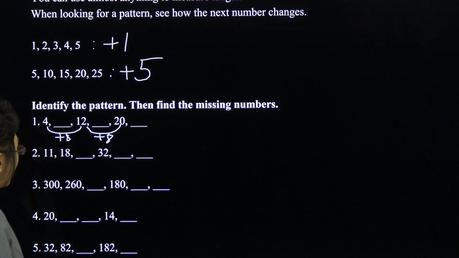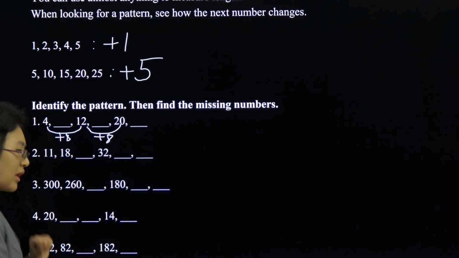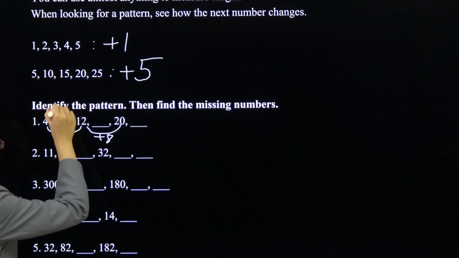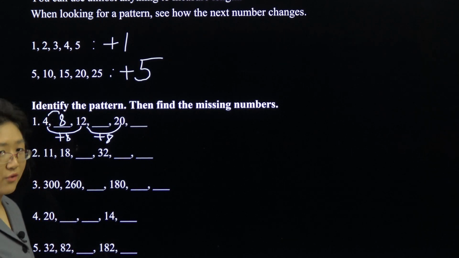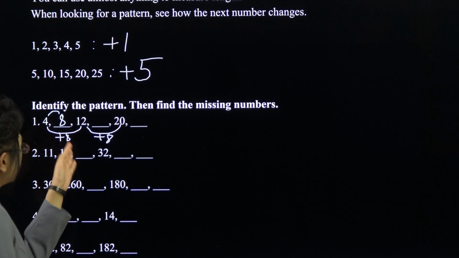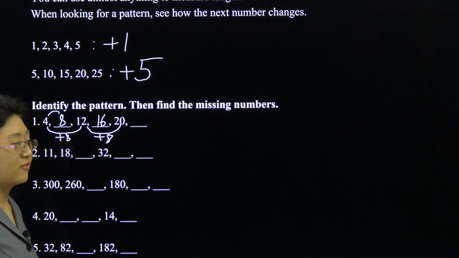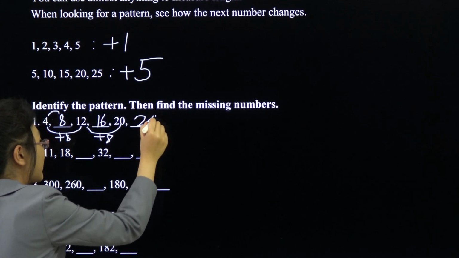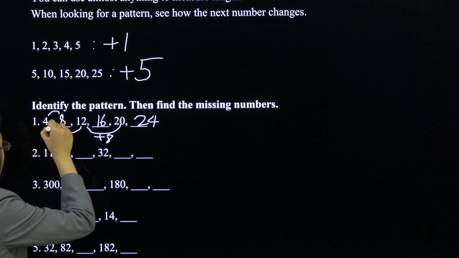well, you'd see that, what's half of 8? 4. Now, would this make sense? 4 plus 4 equals 8. 8 plus 4 equals 12. 12 plus 4 equals 16. And 16 plus 4 equals 20. 20 plus 4 equals 24. It seems that we have found the pattern, which is plus 4.